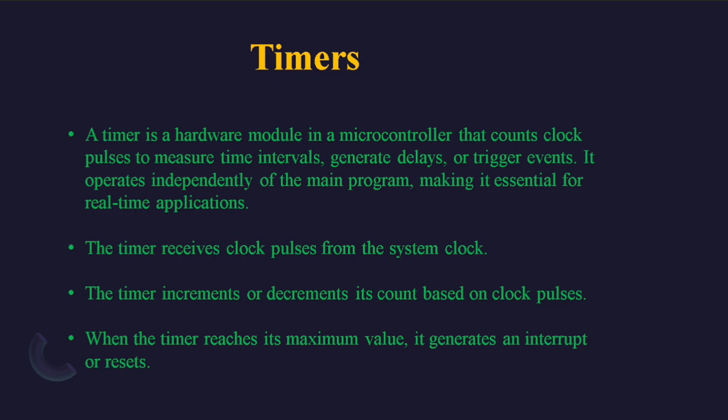The timer increments or decrements its count based on the clock pulses. The timer receives clock pulses from the system clock. When the timer reaches its maximum value, it generates an interrupt or reset, as I said.